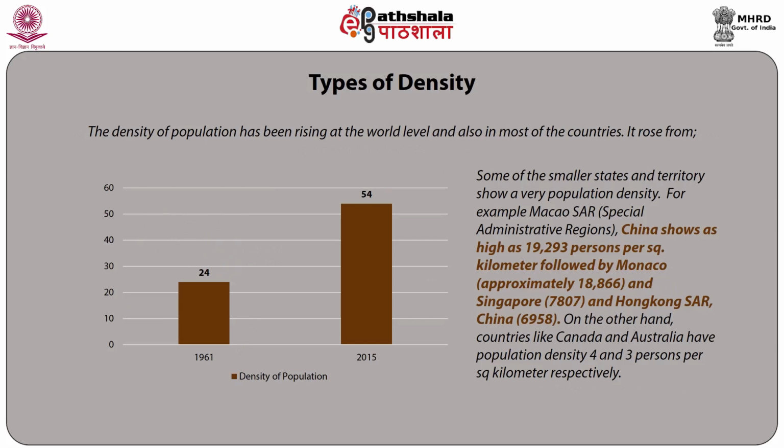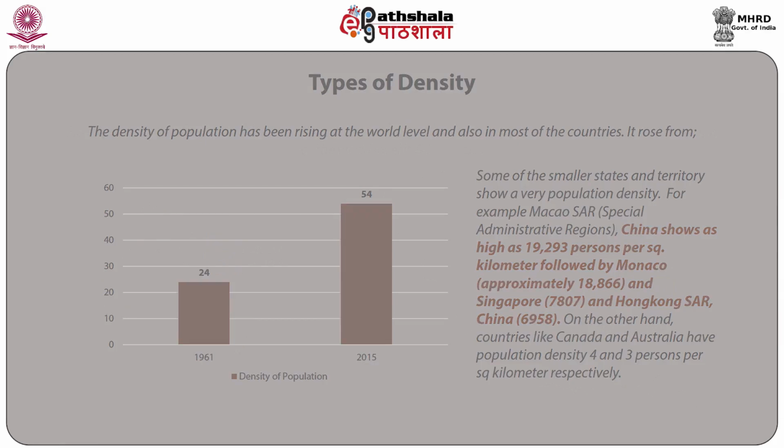For example, Macau SAR, that is Special Administrative Region, China, shows as high as 19,293 persons per square kilometer, followed by Monaco, which has approximately 18,866, and Singapore 7,807, and Hong Kong SAR of China 6,958. On the other hand, countries like Canada and Australia have population density 4 and 3 persons per square kilometer respectively.